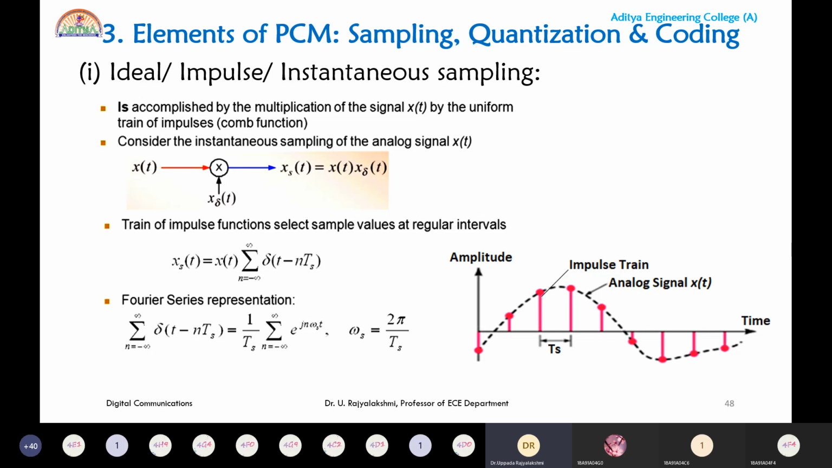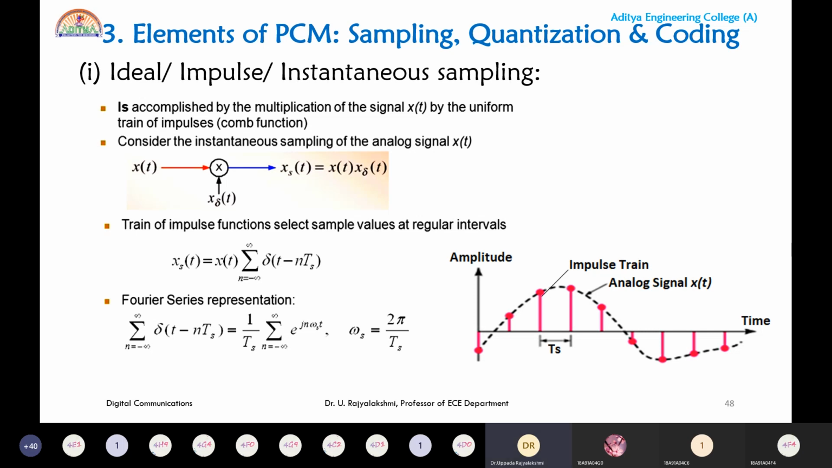Now the signal x of t, what is x of t? The input continuous signal or analog signal is multiplied with the impulse train. In the figure, the pink one is the impulse train. The analog signal is represented with dots, x of t. The impulse train is x delta of t. If you multiply those two, you will get the resultant shown in the figure. It is directly the product of the impulse train and the analog signal.